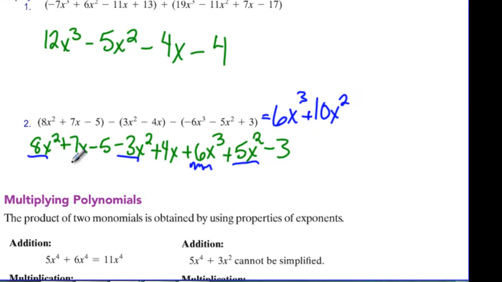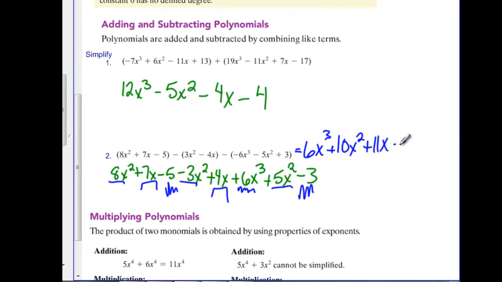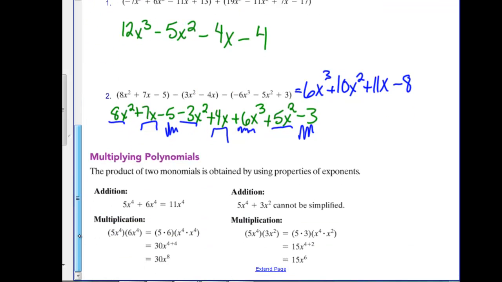All right, now let's just do our x's. So we've got 7x, 4x, and then just the stuff that's left. The minus 5 minus 3. Yep. Is that okay?